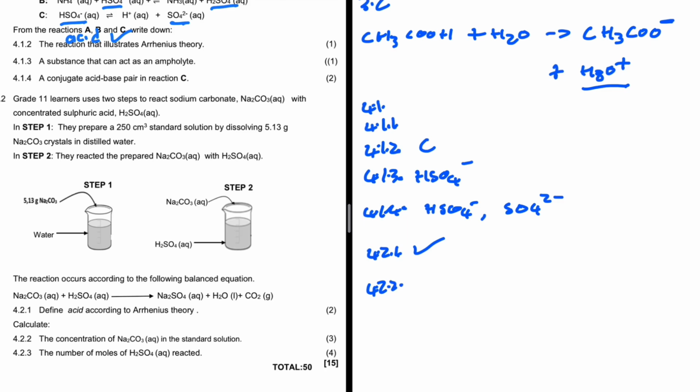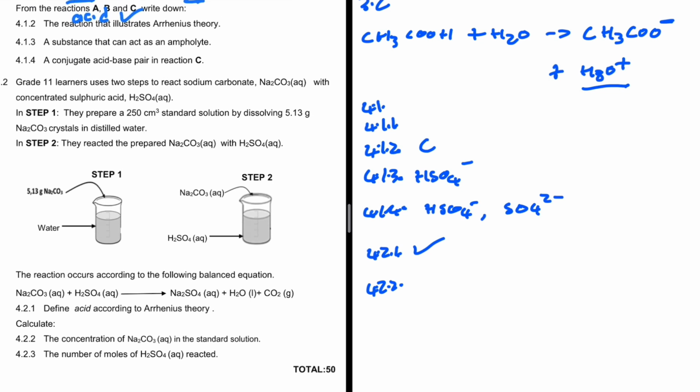4.2.2, calculate the concentration of Na2CO3 in the standard solution. Let's take a look at the information that we have, because physical sciences is just a matter of: you're given information, you have a principle, and you use the principle to find the unknown using the information that we have. So here, the concentration is our unknown.